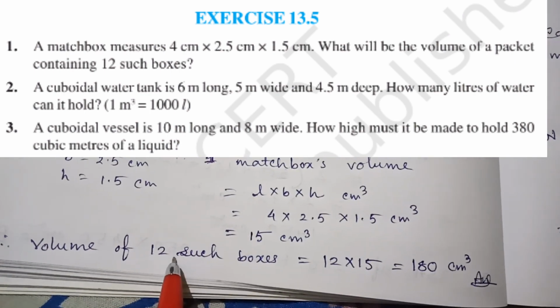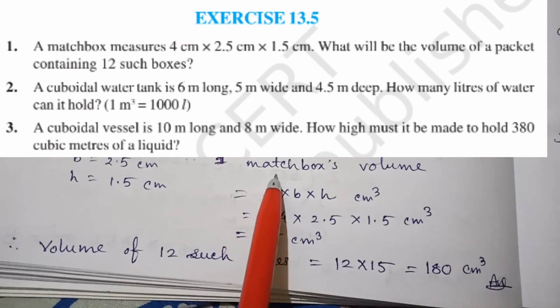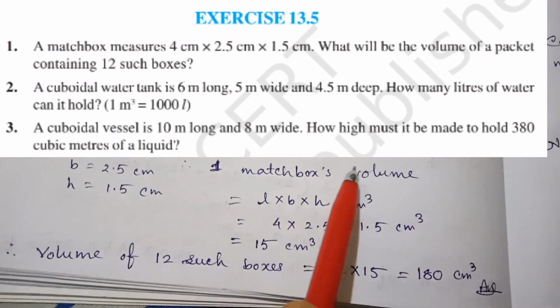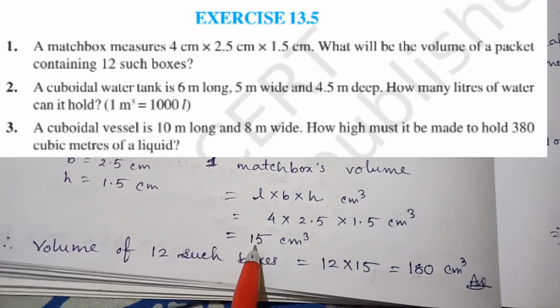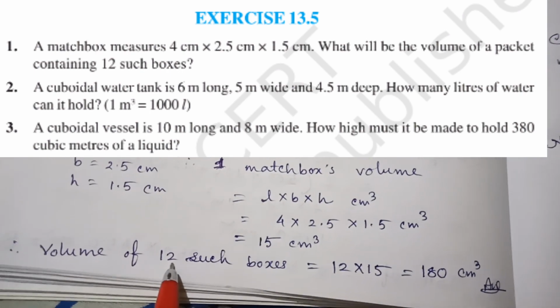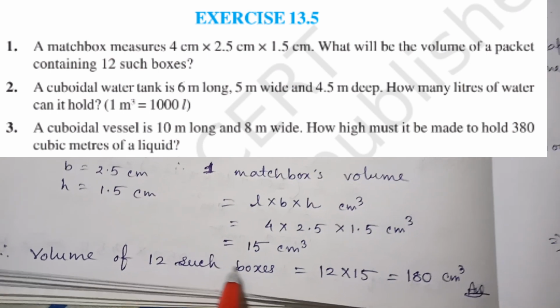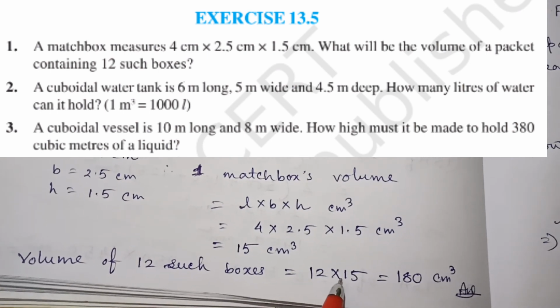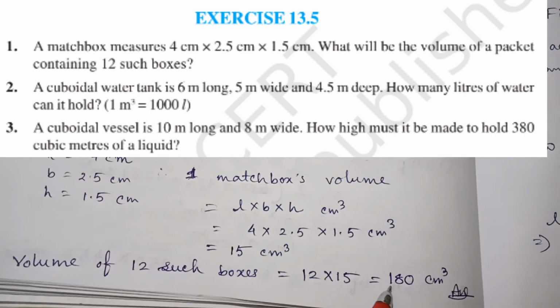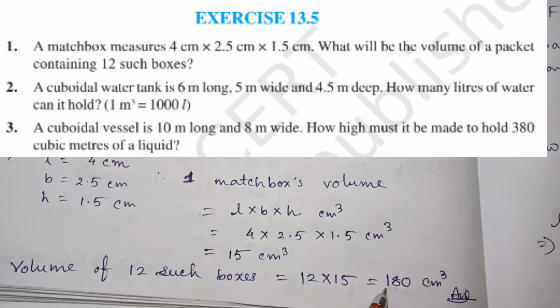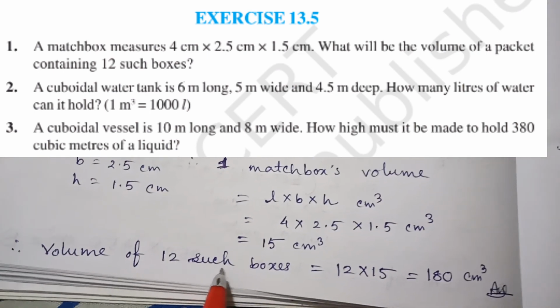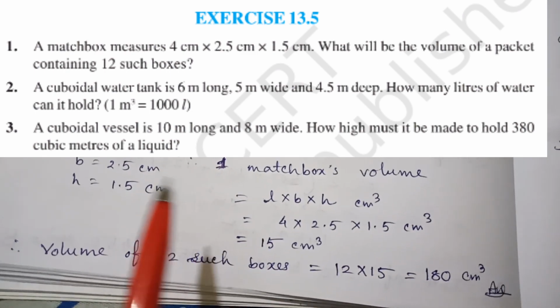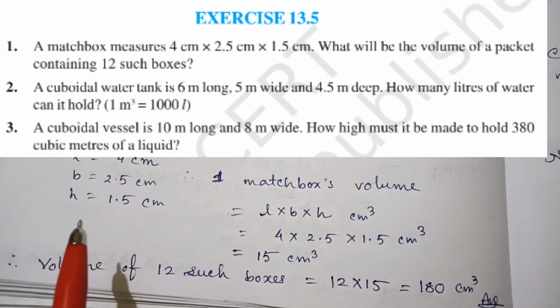It's very simple. First you find out one matchbox's volume, and we get 15. Then we have to find out 12 matchboxes' volume, that means it will be multiplied by 12, and we get 180 centimeter cube. Now this is the answer because 12 matchboxes' volume is equal to the packet's volume. Okay.